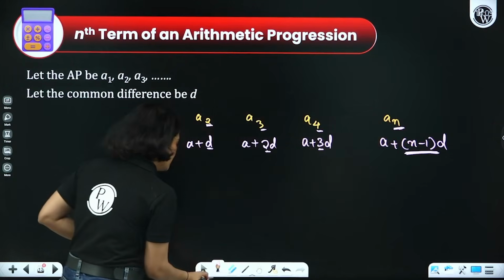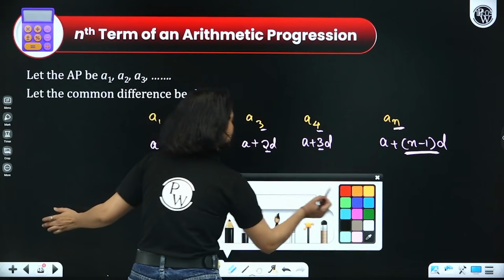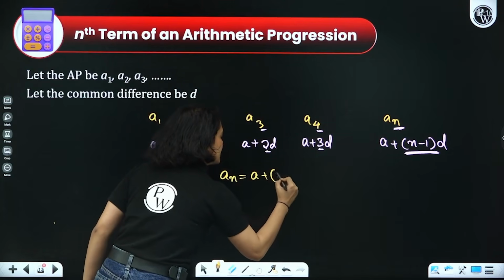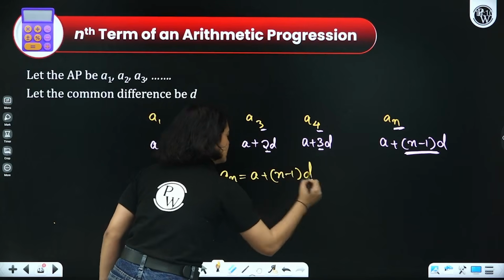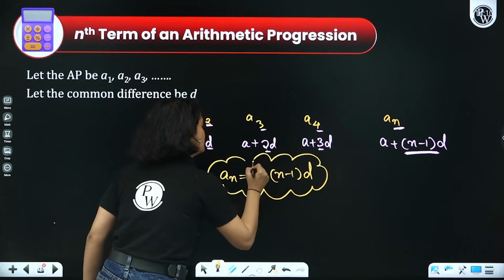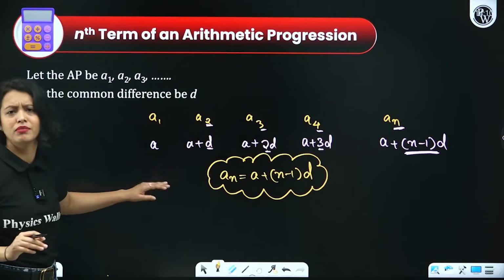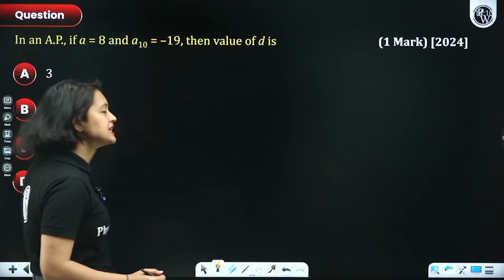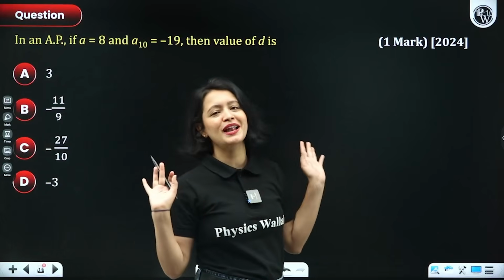Okay. So from here directly we get a super important formula of nth term, which is a plus n minus 1 d. You have so many questions based on this simple formula. Okay, let's move on now and discuss problems based on this formula.